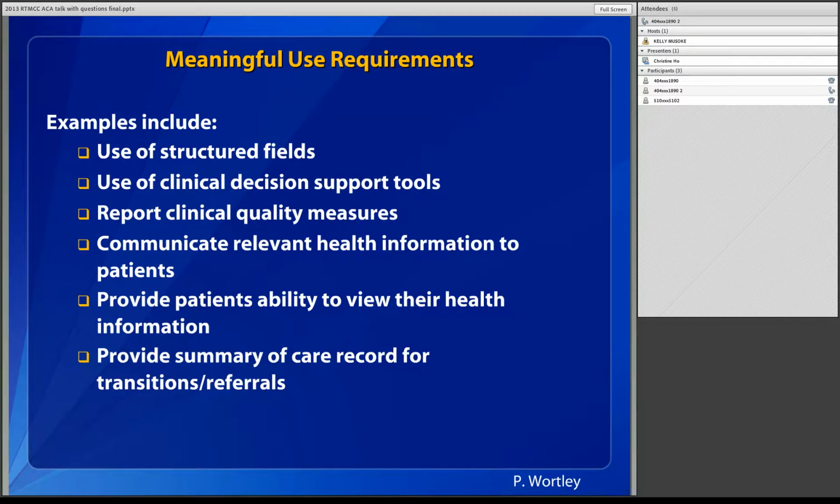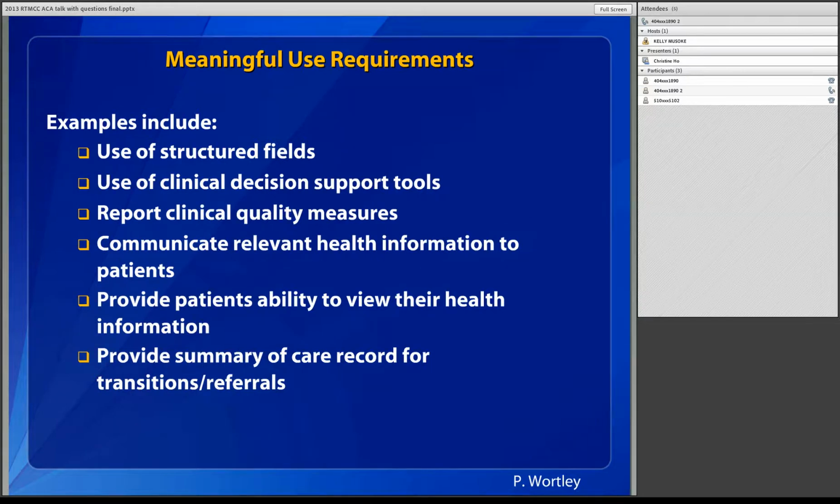And CMS has an incentive program, actually still in place, encouraging providers and facilities to move to electronic health records. This is called meaningful use. And there are requirements to be able to receive those incentives. The requirements are that they must use an information technology system that uses structured fields, that uses something called clinical decision support tools, which I'll go over in a few minutes, that reports on clinical quality measures and communicates relevant health information to patients.